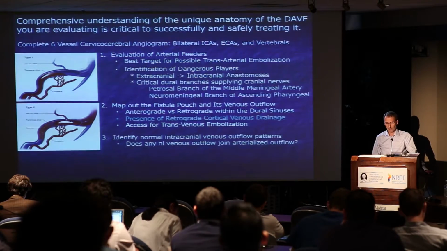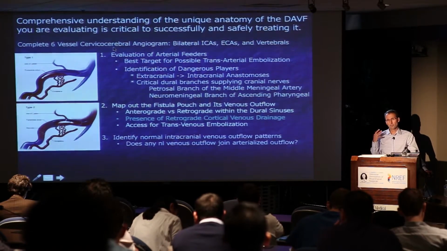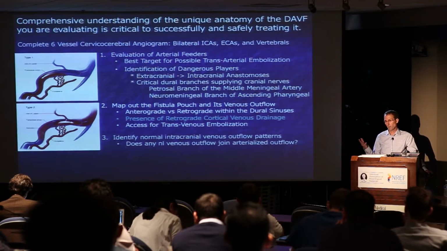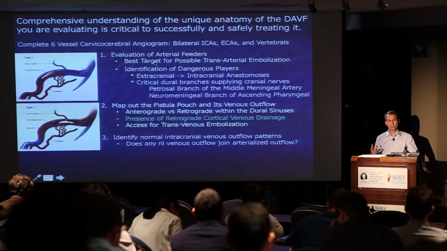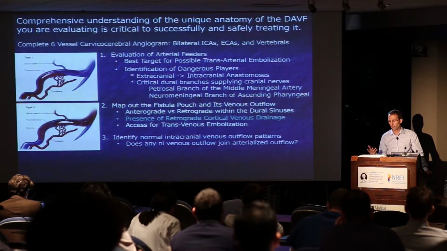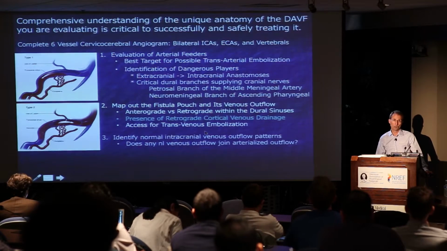And then again, the reason to do a complete six-vessel angiogram, you might have a left-sided transverse sinus fistula supplied by the left occipital. You do a left internal, everything. There's no obvious supply from the cavernous branches. You might not feel the need to do a full diagnostic angiogram, but you need to know what is the normal venous outflow of the posterior circulation and the right anterior circulation, because if you identify that, again, you're going to want to preserve it.